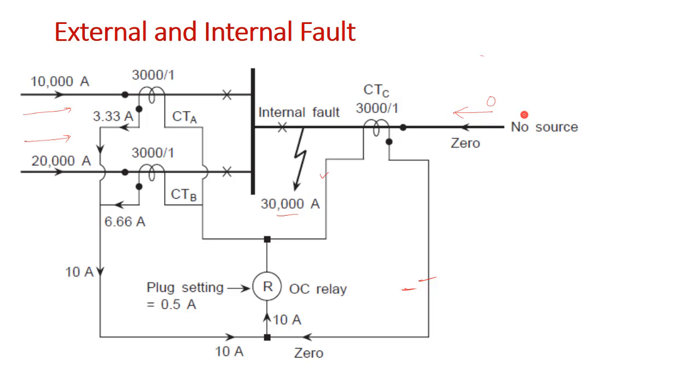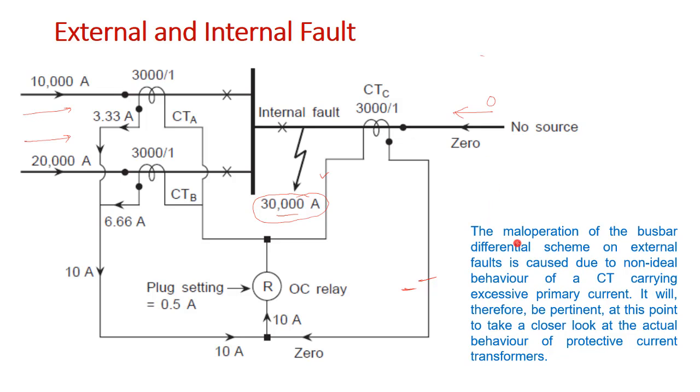Even if some source were there at CTC, it would have provided some contribution to the internal fault current, not exactly 30,000 ampere, right? The contribution from all sides will be different. So therefore, because here we have considered a single fed line, CTC will provide 0 current and all the CTs will function very nicely.